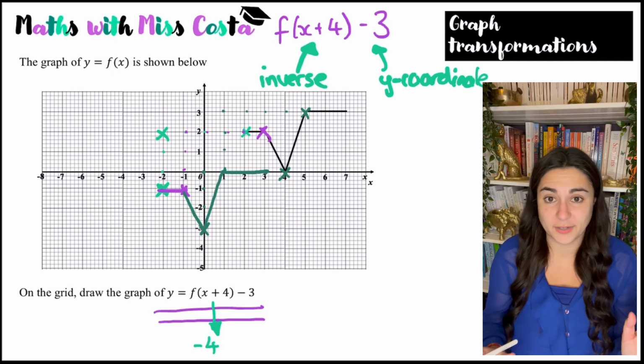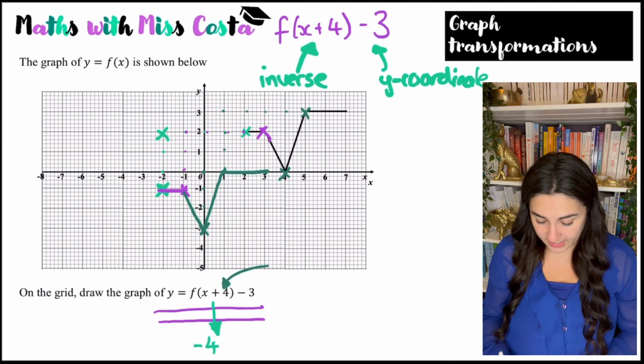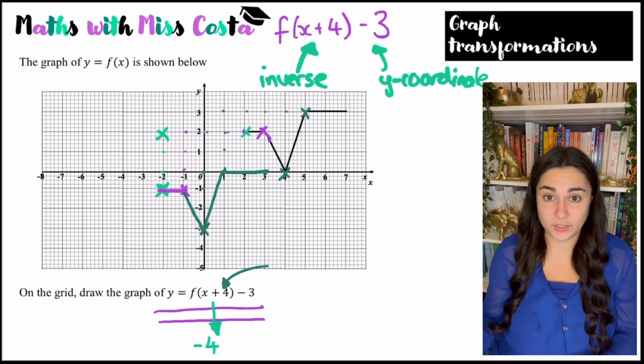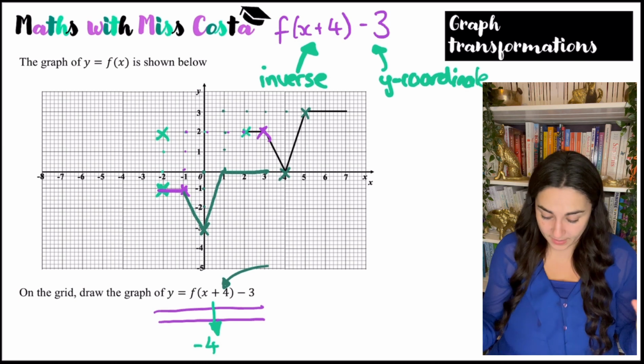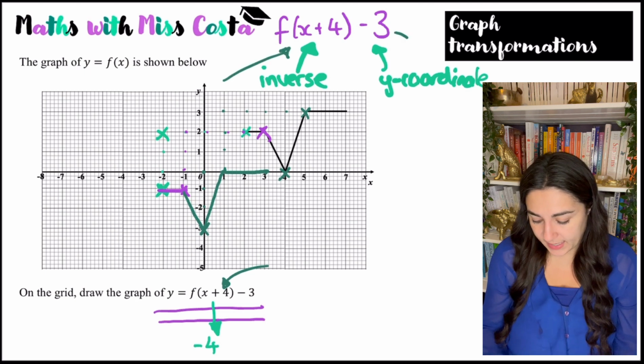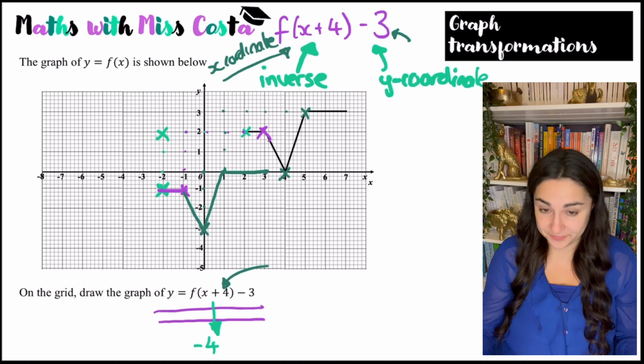So essentially with graph transformations, if the function is being transformed inside the bracket, you do the inverse of what it tells you to do. So it's saying plus 4, you're going to minus 4 along the x. Inside the bracket it affects the x coordinate, and outside affects the y coordinate. So they're the key things you need to know.